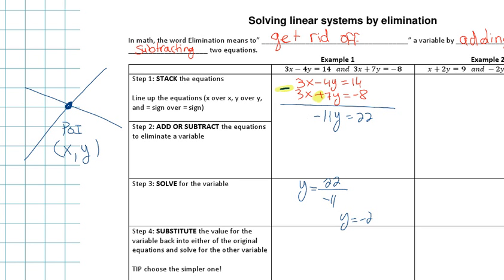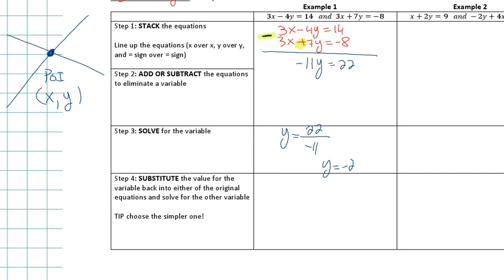Usually you pick the easier one. In this case, there's no easier one. They're both equally the same. So, I plug in -2. Which one do you want to pick? First one? Second one? Okay, so let's pick the second one.